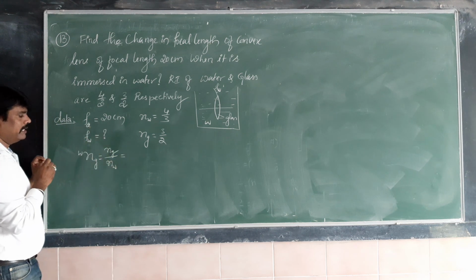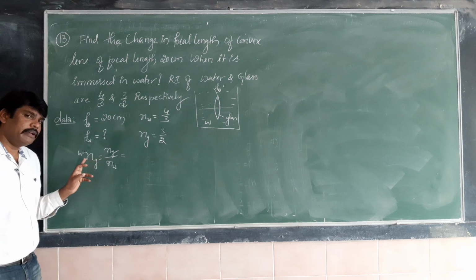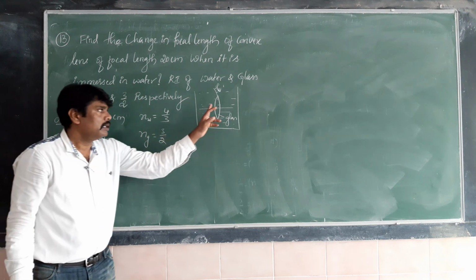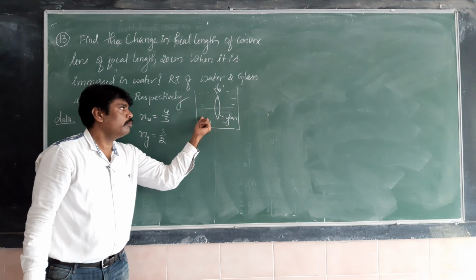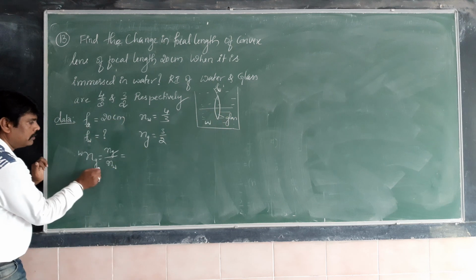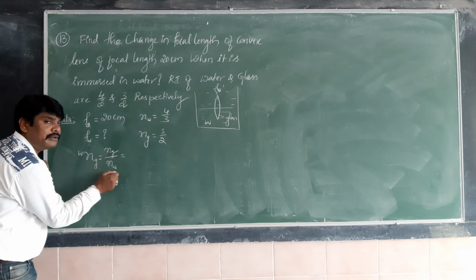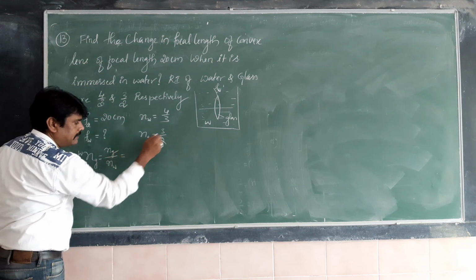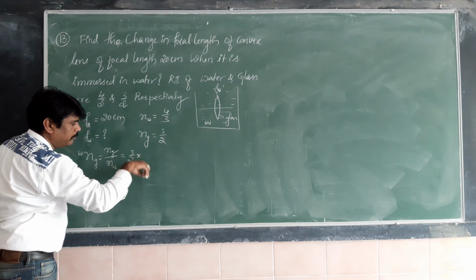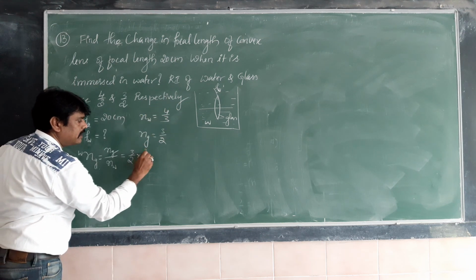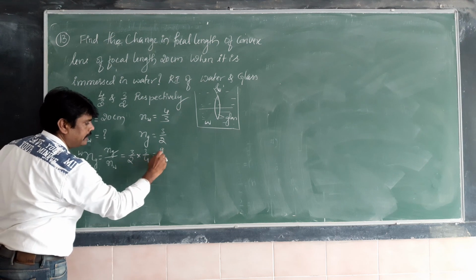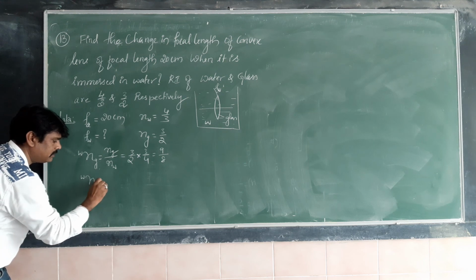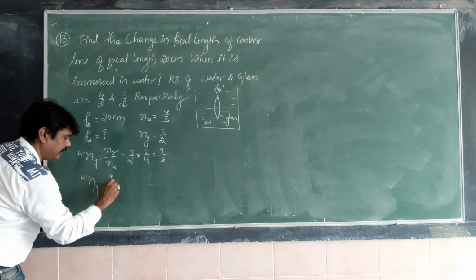This is the rule we are using, refractive index of second medium with respect to first medium, because the lens is immersed in water. The light is traveling from water to glass. That's why water to glass means Ng by Nw, glass medium with respect to water medium. So here I am substituting Ng and Nw. Ng is 3 by 2 whole divided by, take the reciprocal, it is 3 by 4. So 9 divided by 8. So refractive index of glass with respect to water is 9 by 8.